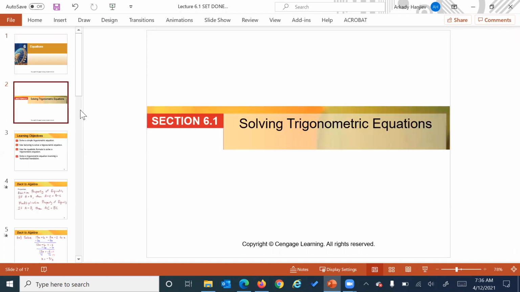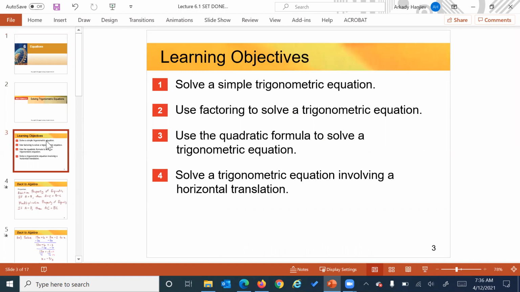Just review. I know it's been a long time. It's been like a very long time. So let's go with it here. What we want to cover is just simple equations, factoring. Then we have to use the quadratic formula. And then we're going to use something called horizontal translation. So these are the basic ones that we get started with here.